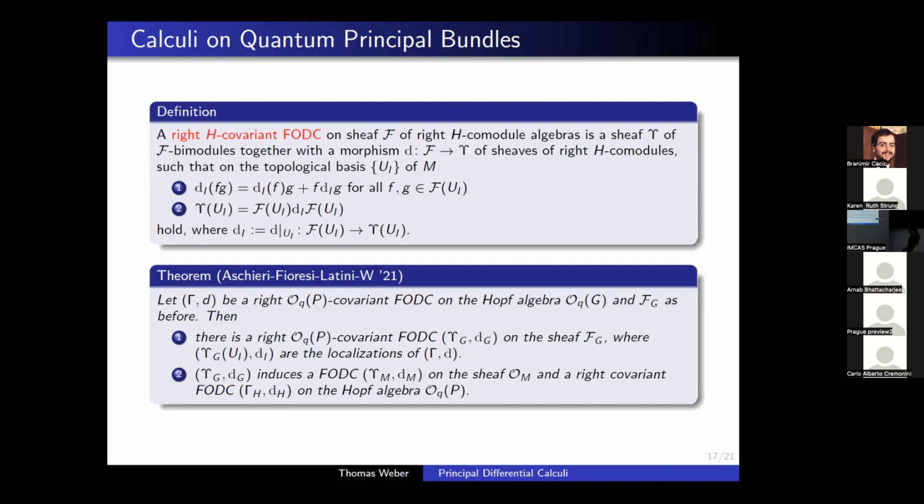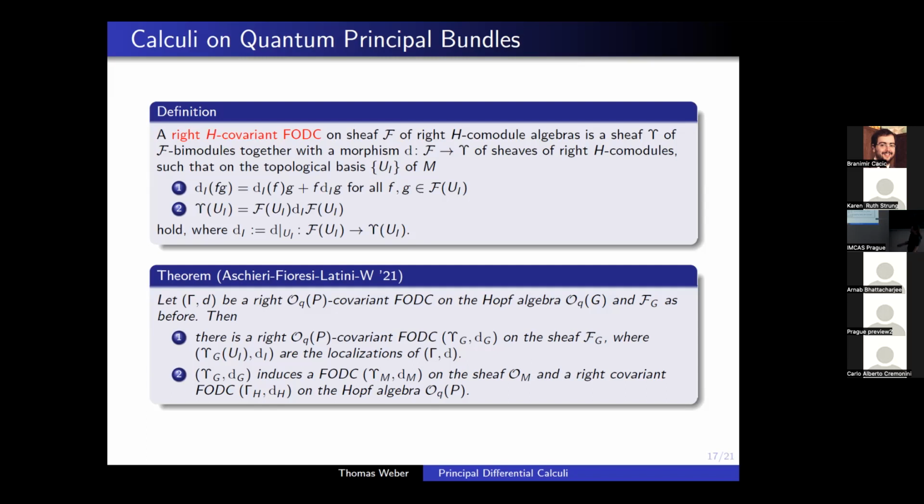We call this a right H-covariant calculus if there's a morphism of sheaves of H-comodules from F to Gamma, such that we have some local properties. And the local properties are, as you would guess, just the Leibniz rule and surjectivity. So this is 1 and 2.